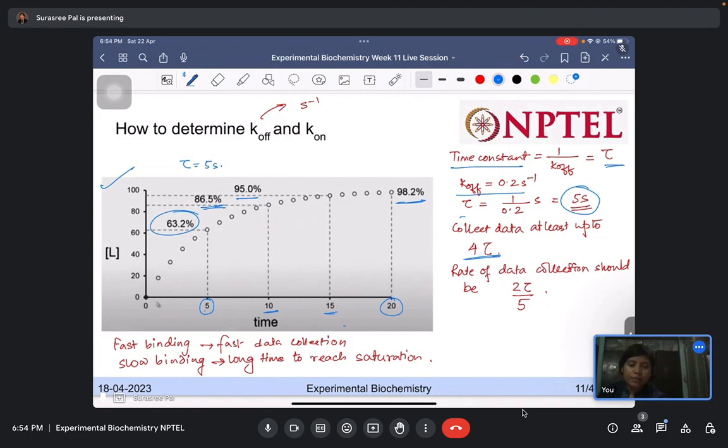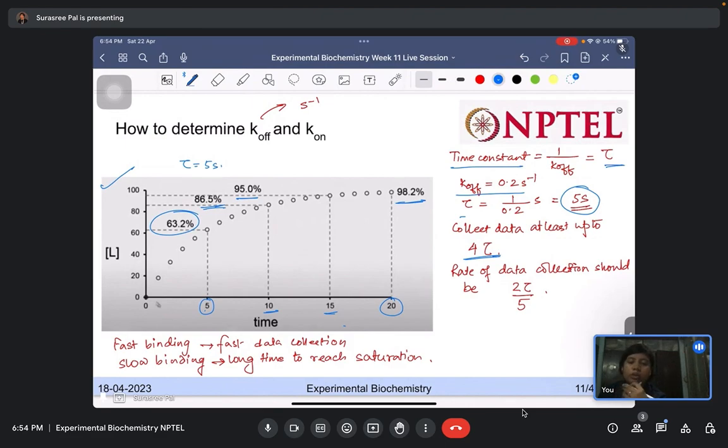Now, the next question which comes is how fast we should collect our data. So of course, it depends on the binding kinetics. If the binding is fast, then we should collect data faster. If the binding is slow, then we can collect data slower, right? We do not need to collect data that fast, but it has to be remembered that in case of slow binding, it takes a long time for the reaction to be completed or to reach saturation.